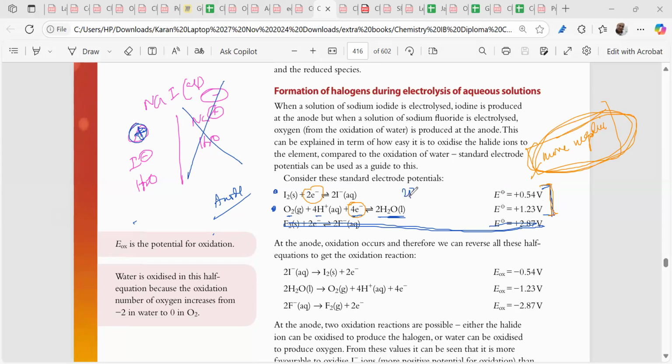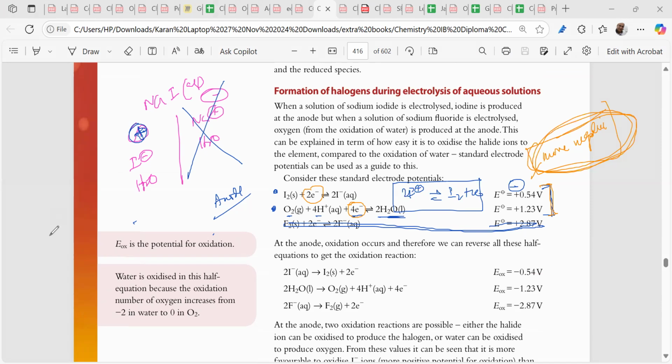What we get? 2I− gives you I2 + 2e−. Isn't it clear to you? Understood this part, right? The sign becomes −0.54. Yeah, very good, right? Fine. So we have to just catch the product like this.